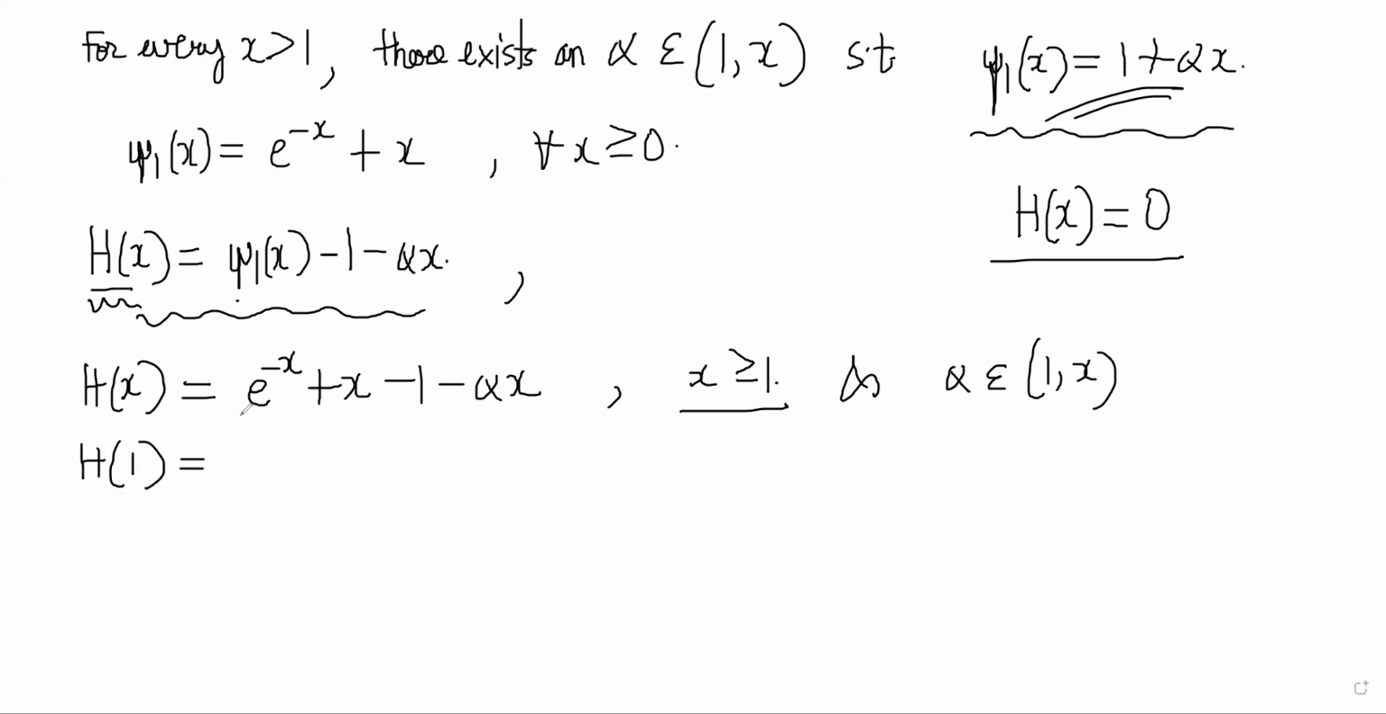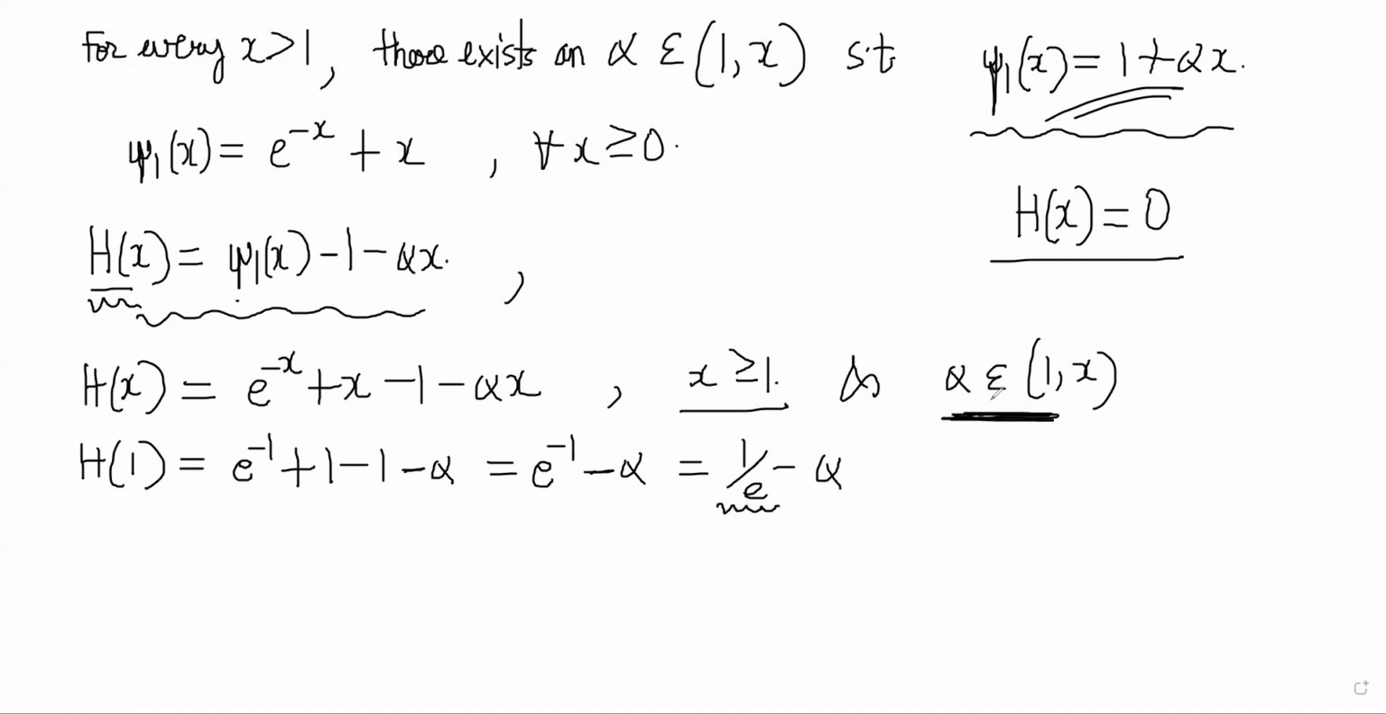Right? Now let's think about what is h of 1. H of 1 will be e power minus 1 plus 1 minus 1 minus alpha. So that becomes basically e power minus 1 minus alpha. This is 1 by e minus alpha. So 1 by e is less than 1 and alpha is greater than 1 because alpha lies in the interval 1 to x. So this implies that h of 1 is less than 0.